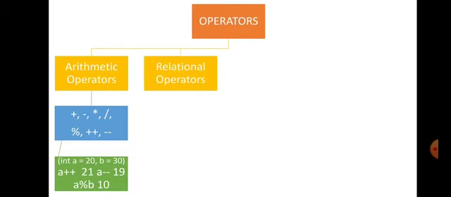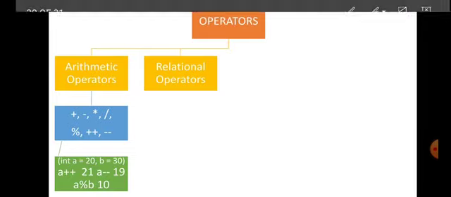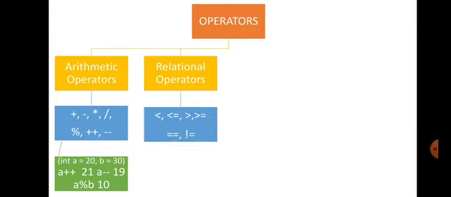Now let us see the relational operator. As the name suggests, relational operator will relate the left hand side value and the right hand side value. Less than, less than or equal to, greater than, greater than or equal to, these four things you are quite aware of. Let us find what is equal to and what is not equal to with an example.